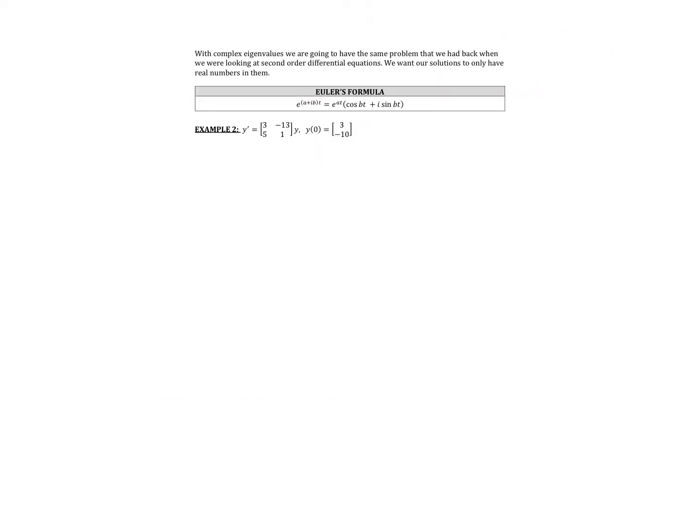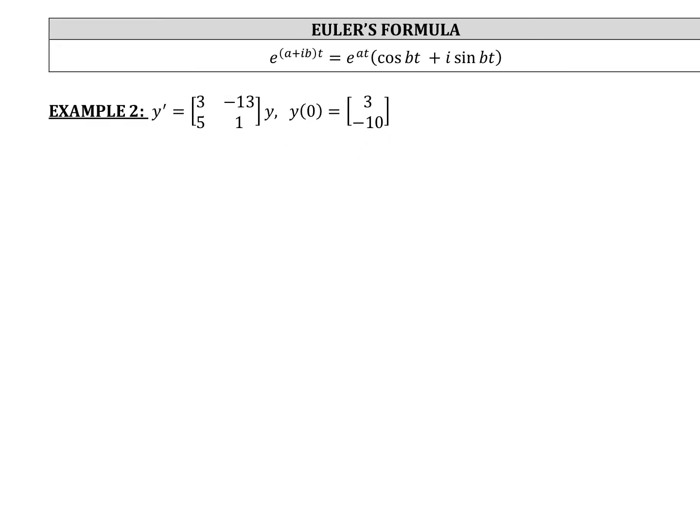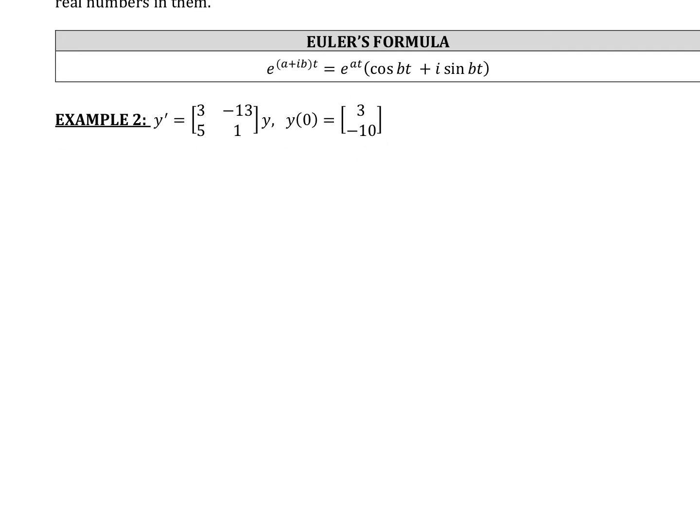Okay, so now we're going to look at complex eigenvalues and what happens with that. As a reminder, Euler's formula says that e to the a plus ibt equals e to the at times cosine bt plus i sine bt. We've done this before. Remember we did this with the complex. Don't remember that? It's all right. We'll come back to it. There's no numbers yet.